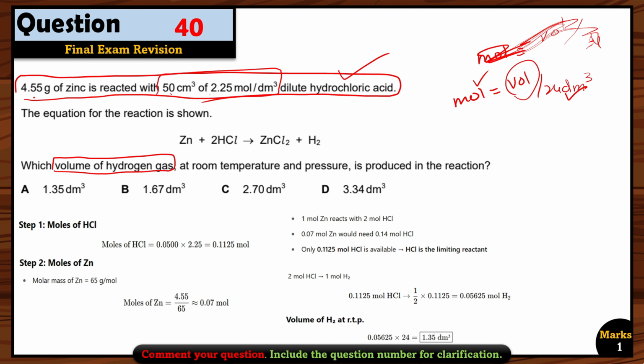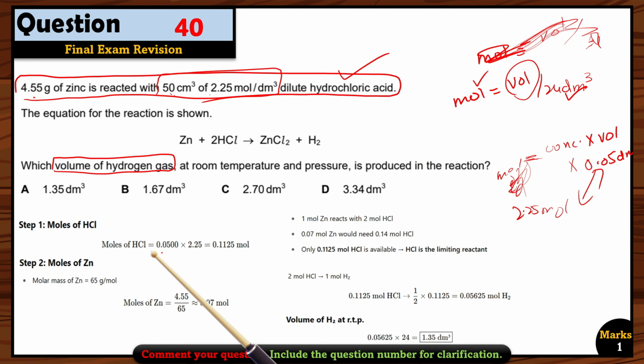So first for HCl, if you find the moles, how many moles of HCl are used, the simple formula for solutions is concentration times volume, right? Volume we already know is 50 centimeter cube. What does it mean? It means 0.05 dm cube. Concentration is how much? 2.25 mole per dm cube, right? So if you multiply them, you will get what answer? The moles will be 0.1125.